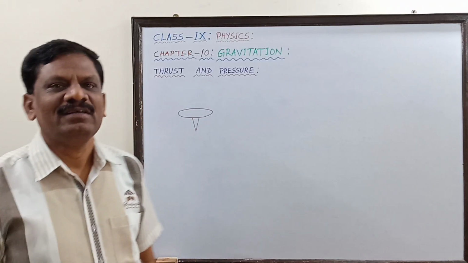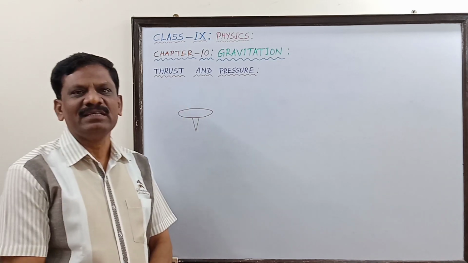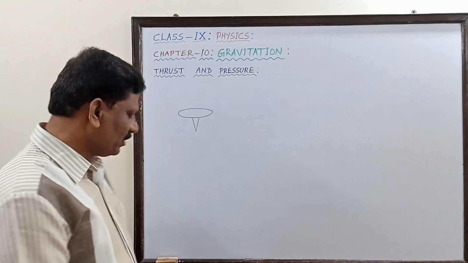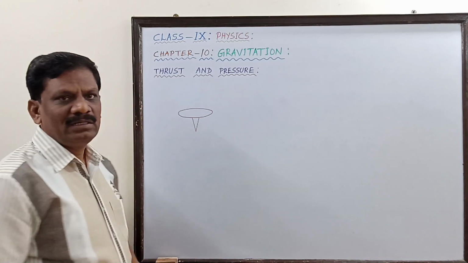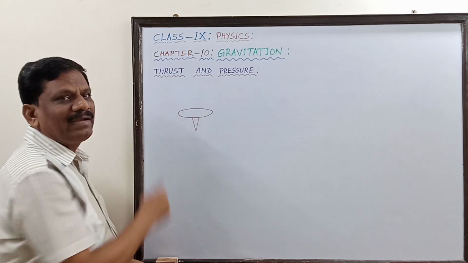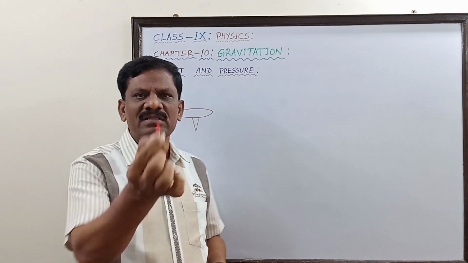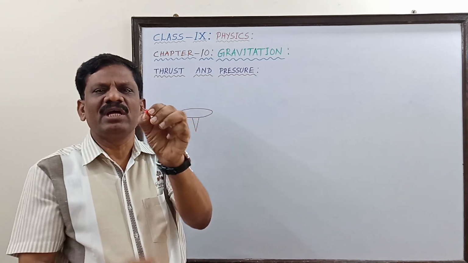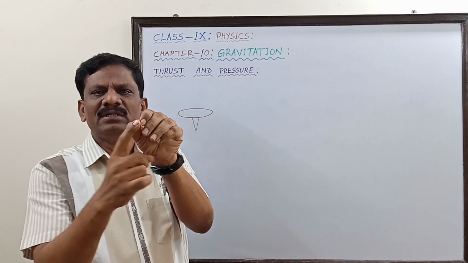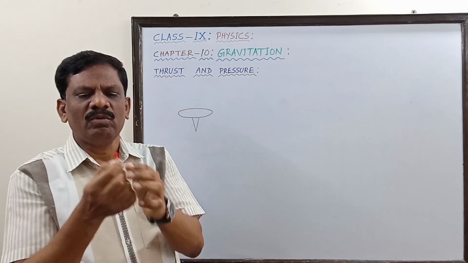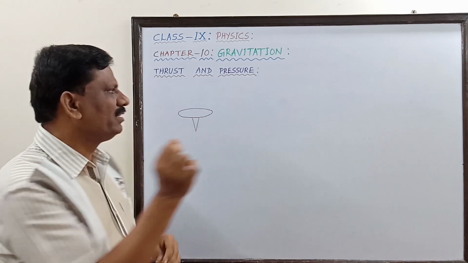Hi students, now we are going to explain the terms thrust and pressure. Before that, I will take one simple example of a drawing board pin, either this flat type or of this type. You can see that there is a sharp pin at the bottom and there is a flat surface on its top. So how do we fix this pin on the board?